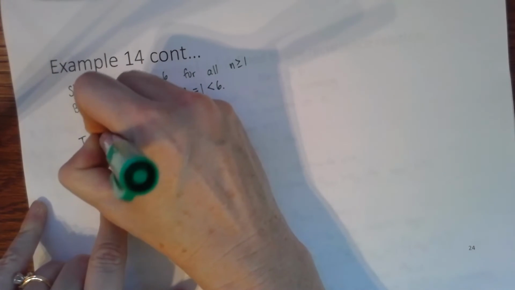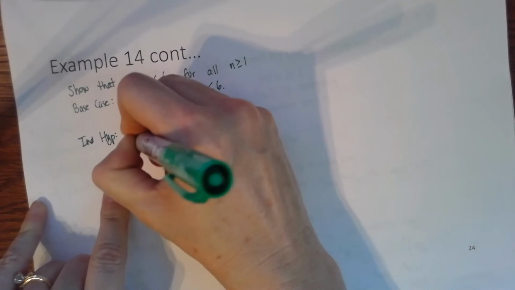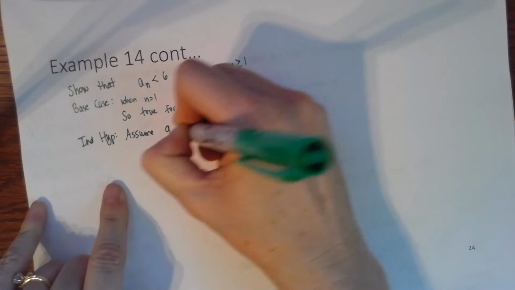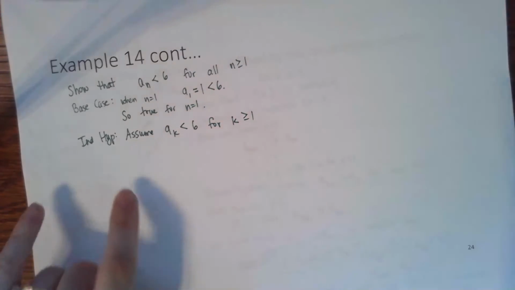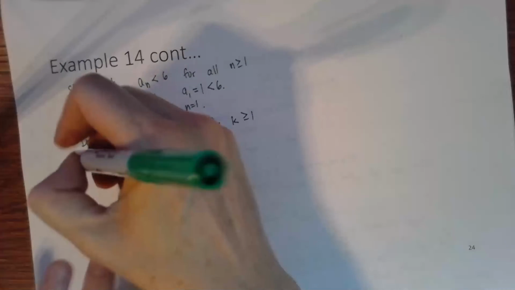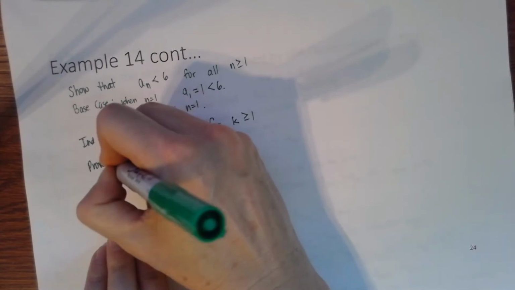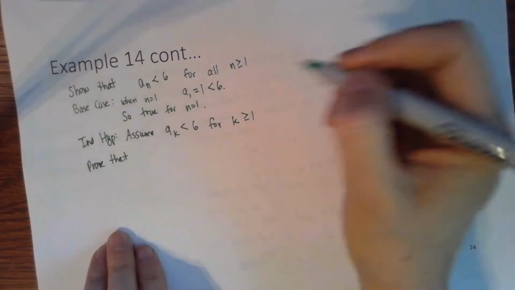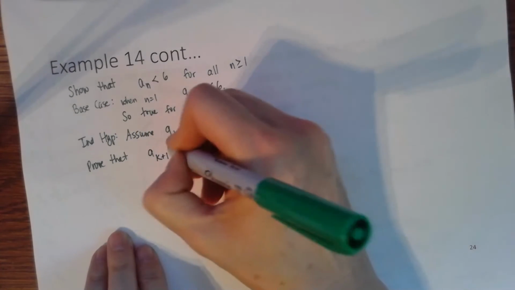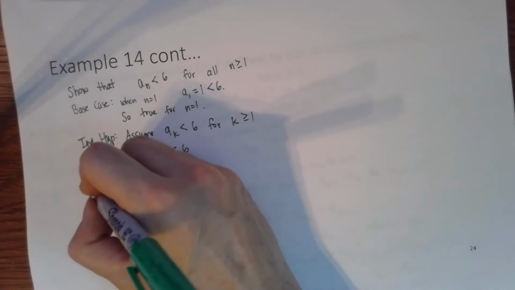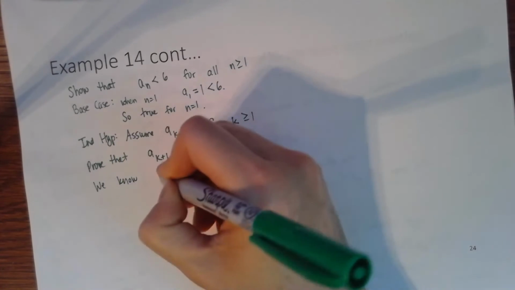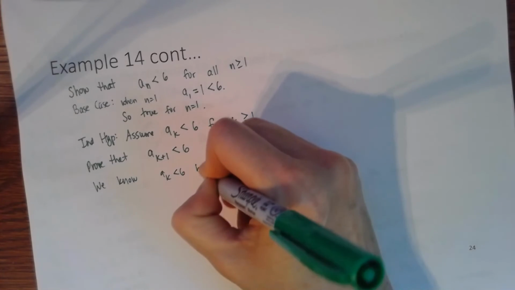And then our inductive hypothesis: assume that a sub k is less than 6 for some k that's bigger than or equal to 1, and then we want to prove that it's true for a sub k plus 1 as well. Well, we know that a sub k is less than 6 by the inductive hypothesis.